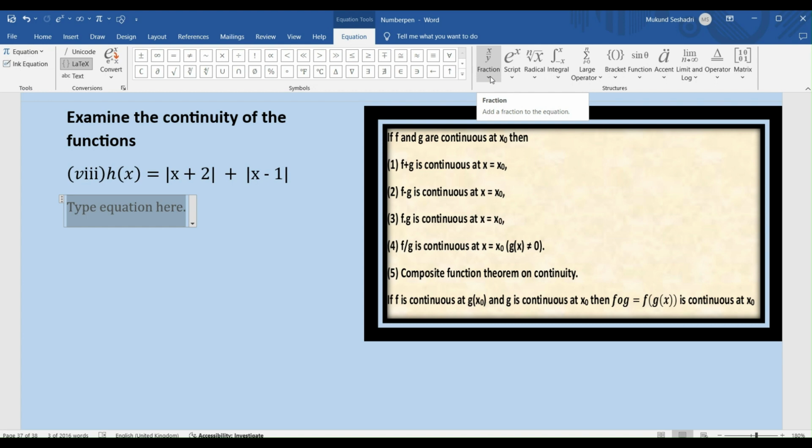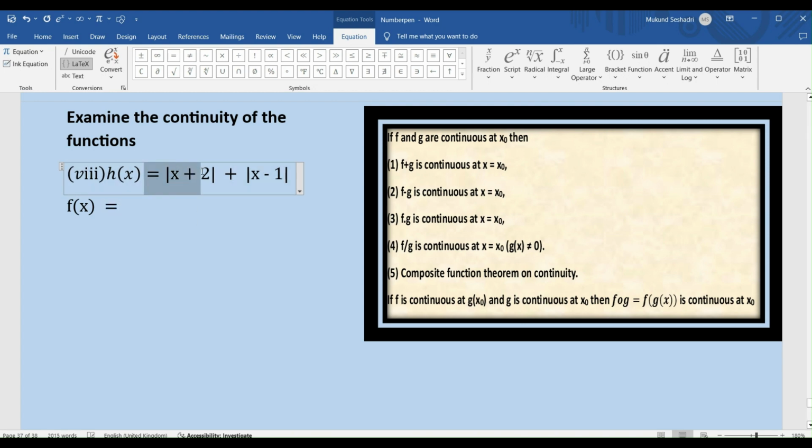Let's write down what is our f of x and g of x, right? Because this seems to be a sum of two functions, and if you're going to call them f and g, what is our f and g, right? So let's write that out. F of x equals mod of x plus 2, right? And g of x equals mod of x minus 1, right?